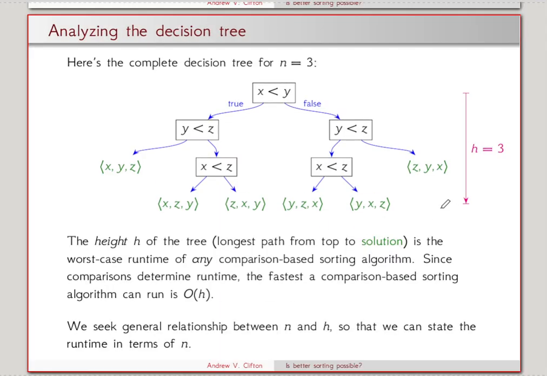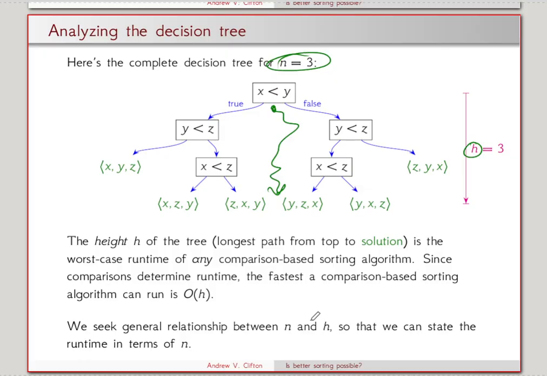Okay, so the thing that we are interested in here, the runtime of this, is the number of comparisons, and that is the height of the decision tree. How long does it take me to get from the top of the tree all the way down to the bottom part of the tree? So we'll call that h. For this tree here, h is 3, but that's only if n equals 3. We're looking at specifically n equals 3 here.